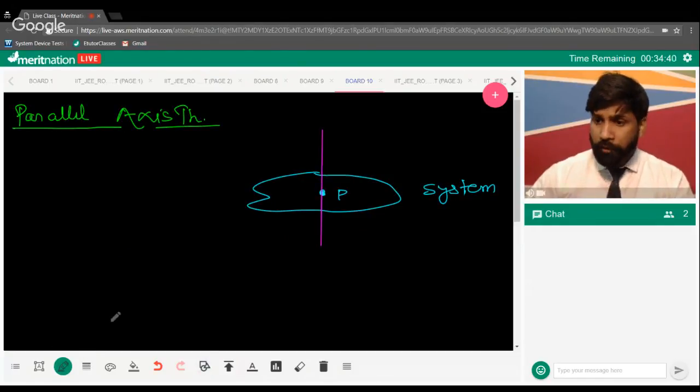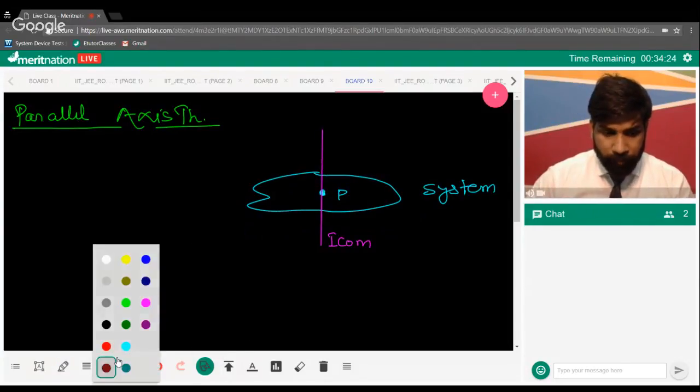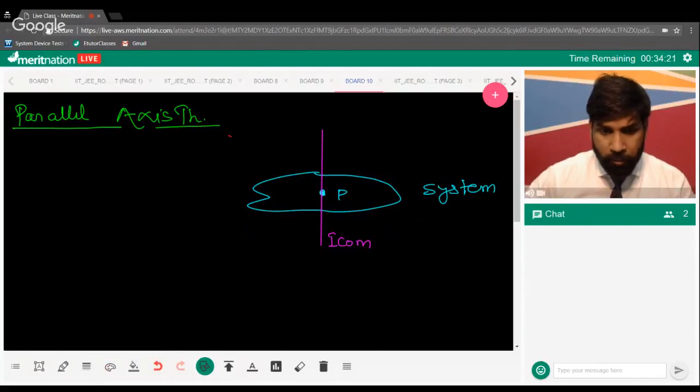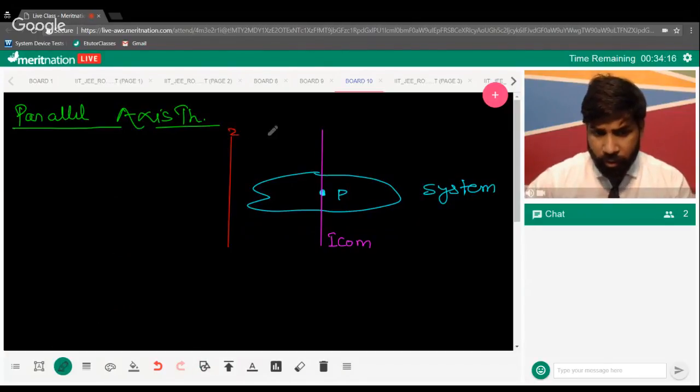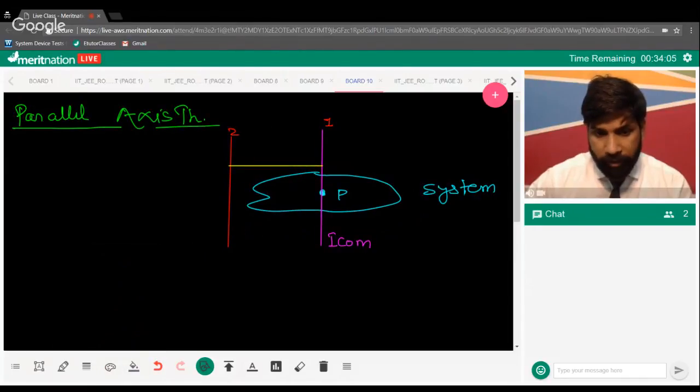And the moment of inertia of this system about this axis is what? ICOM. So the moment of inertia of this system about this pink color axis, which is passing through the center of mass of the system, is ICOM. And suppose we have one more axis, this red color axis, which is parallel to the given pink color axis. Suppose this one is the second axis and this one is the first axis. The second axis is parallel to the pink color axis, and suppose the perpendicular distance between them is D. Okay, this is the D.